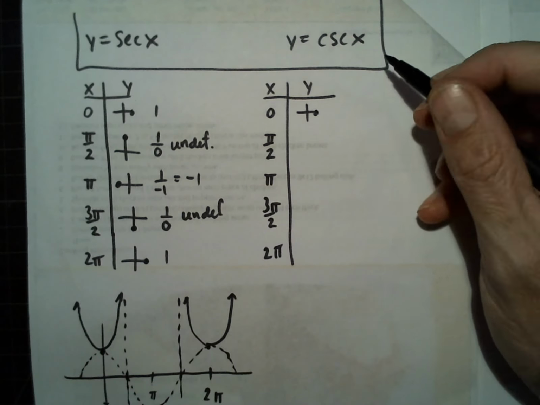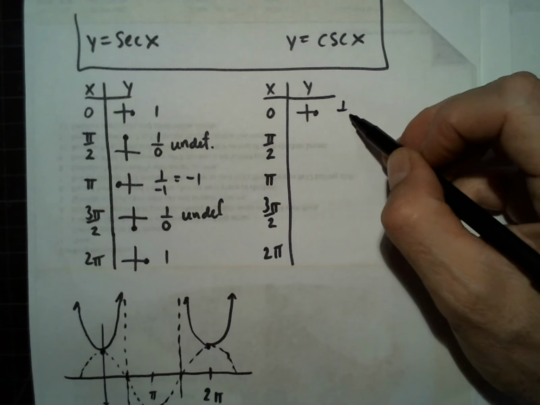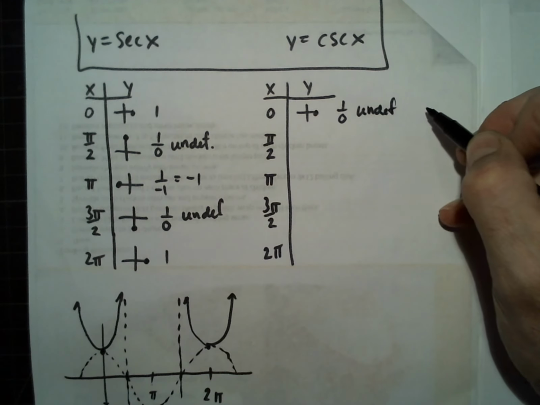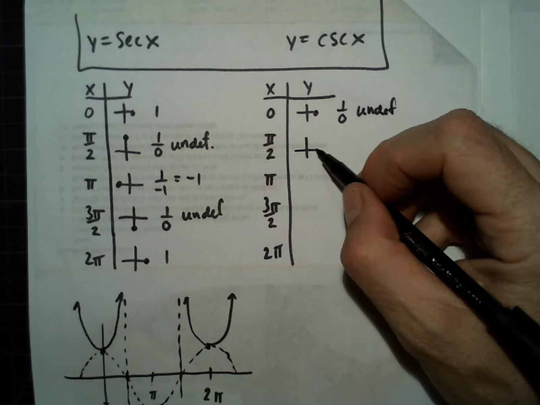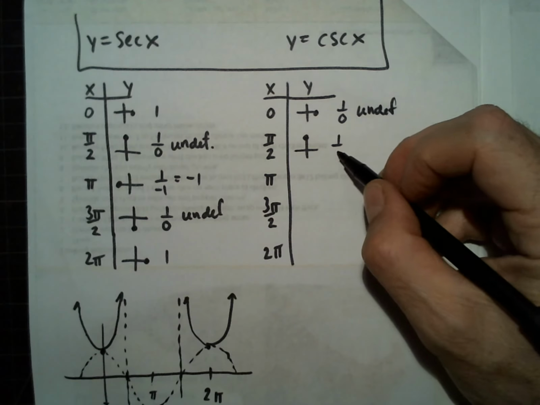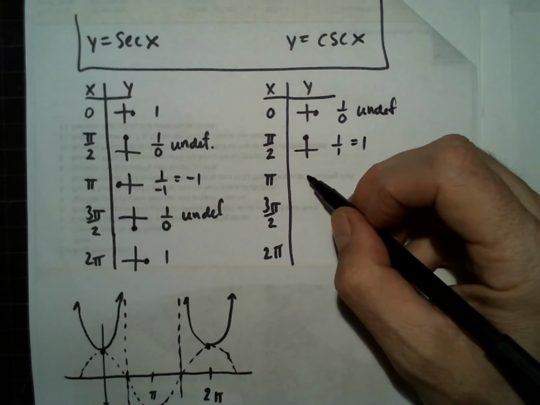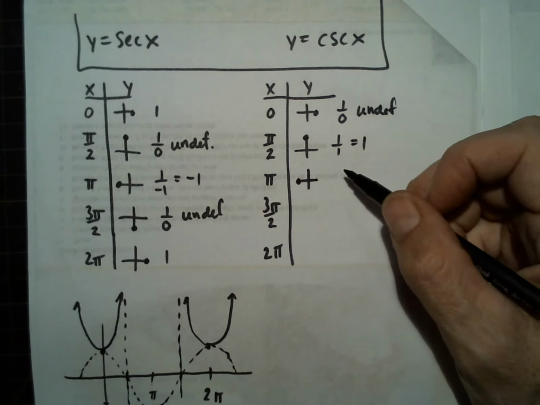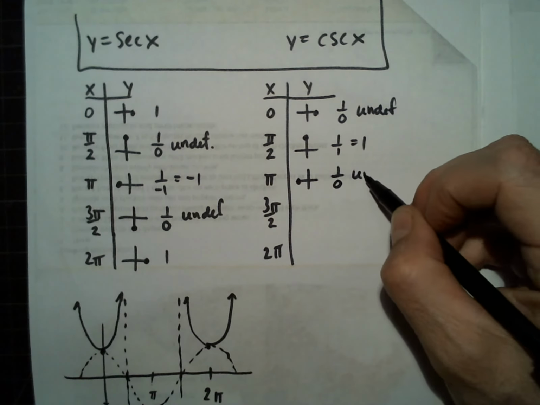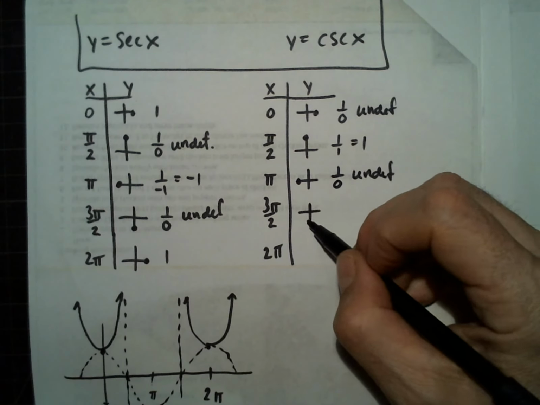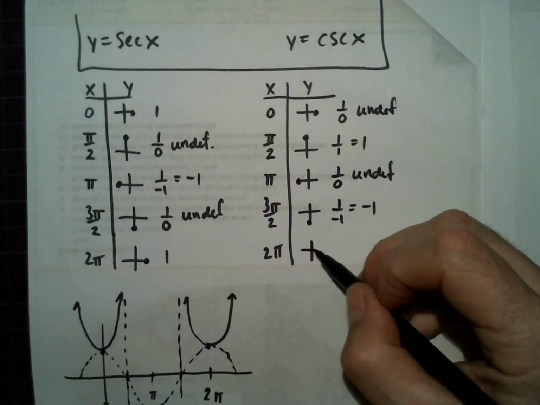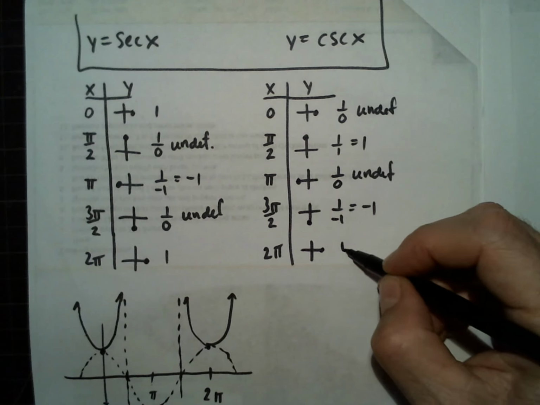Cosecant is r over y, and the r value is 1. Y is 0, so that's undefined, and there'll be an asymptote at 0. Pi over 2, the radius is 1, y value is 1, so we get a 1. Radius 1, y value 0. Radius 1, y value negative 1, and then we're back to that. That's undefined.